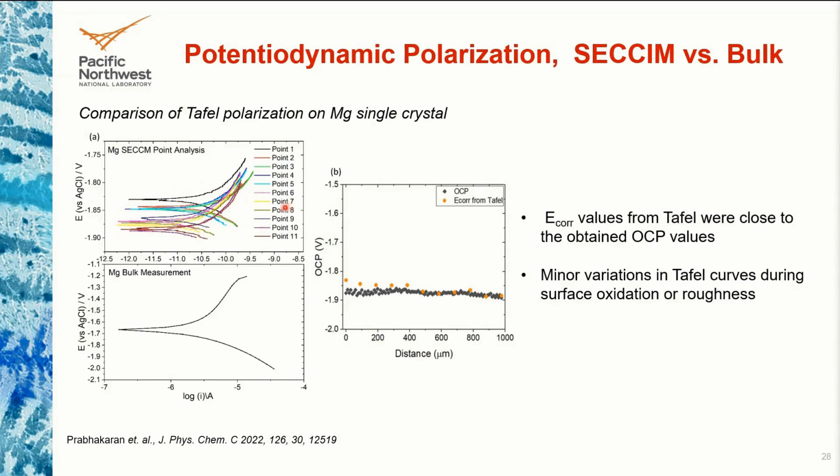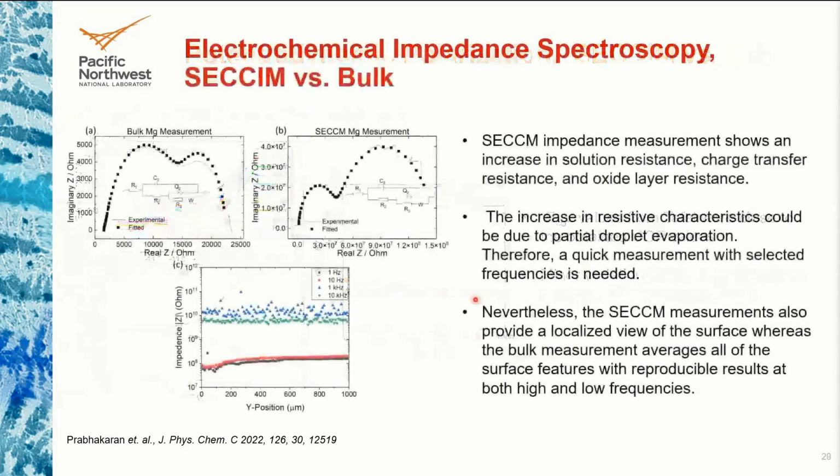But overall, the shape of the curve is very similar to the bulk, and it's been constant over the different points on the surface. So next, the electrochemical impedance spectroscopy, where we did it on a similar curve, also showed a very similar response.